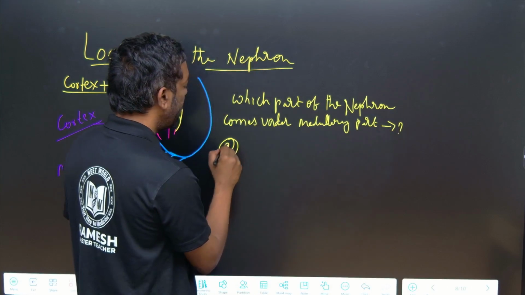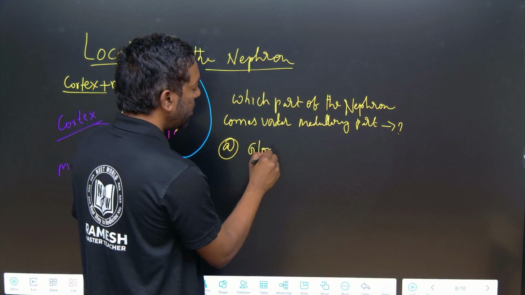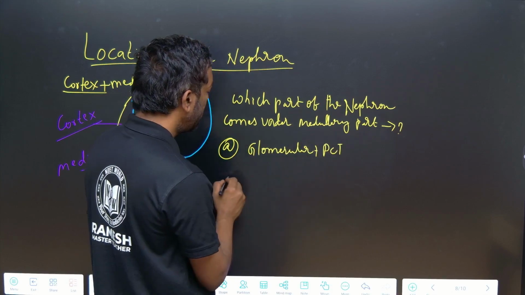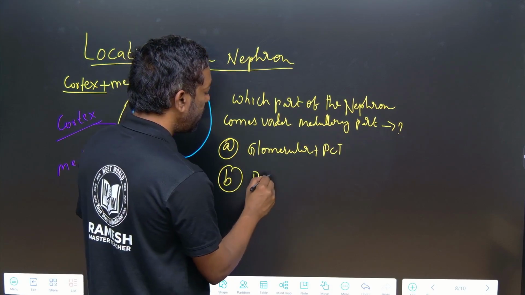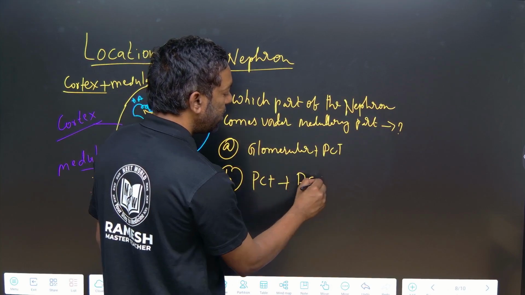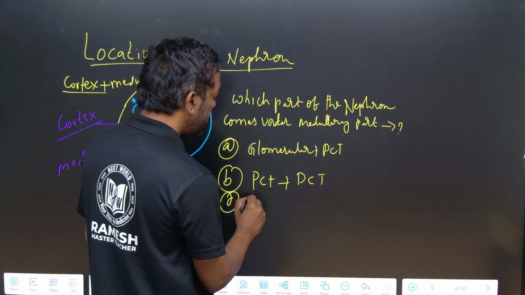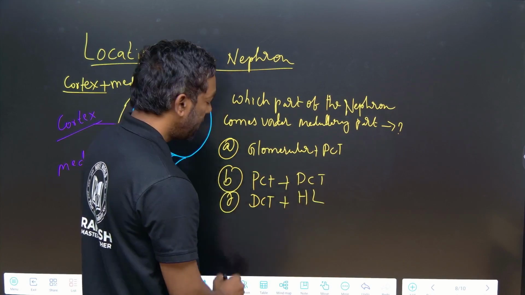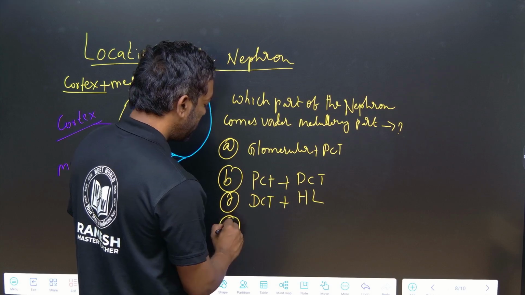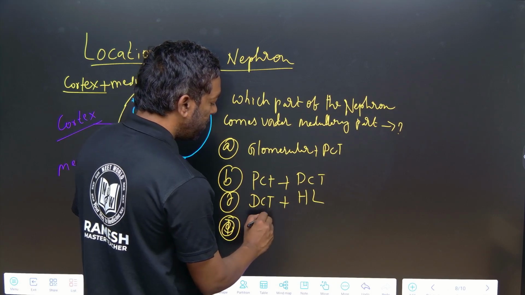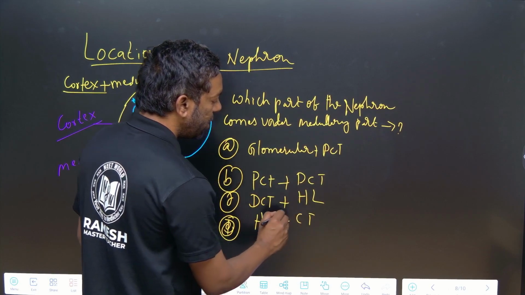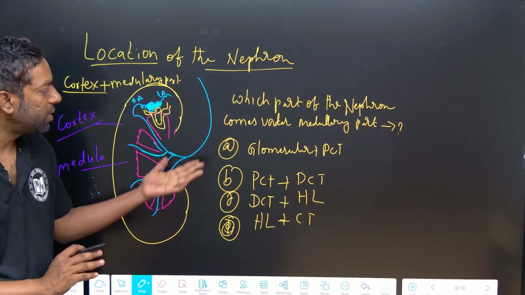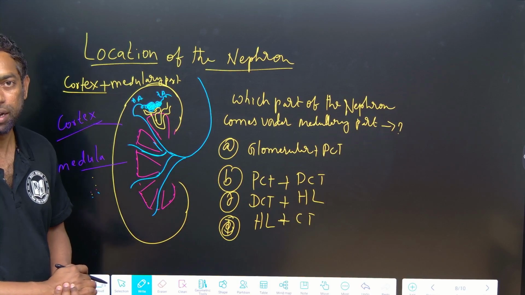A, glomerulus plus PCT. B, PCT plus DCT. C, DCT plus Henle loop. D, Henle loop with collecting duct. Which part of the nephron comes under the medullary pyramid? This is a question based on the location of the nephron.